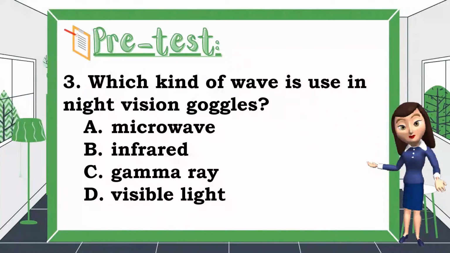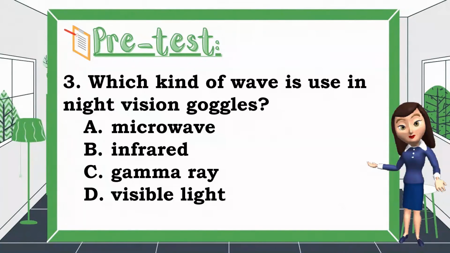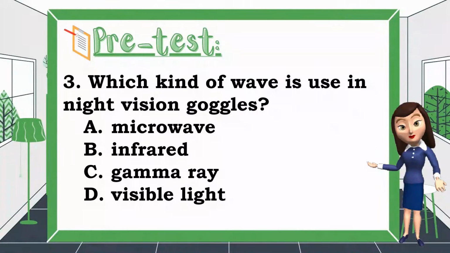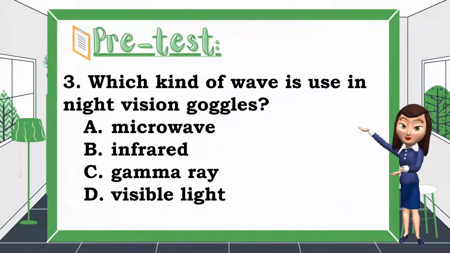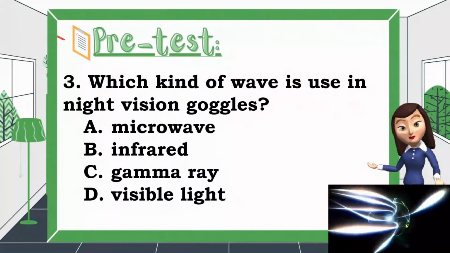Number 3. Which kind of wave is used in night vision goggles? A. Microwave. B. Infrared. C. Gamma ray. D. Visible light.